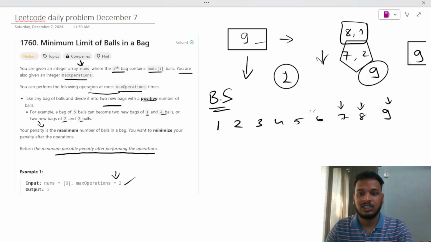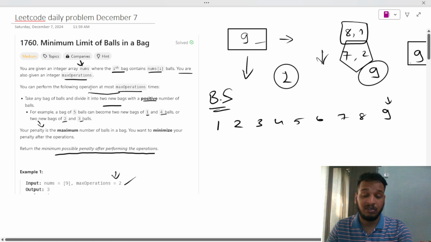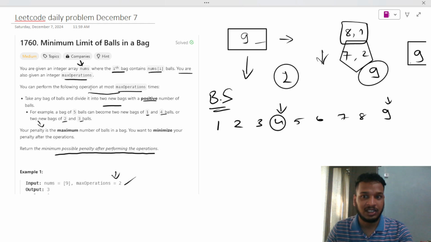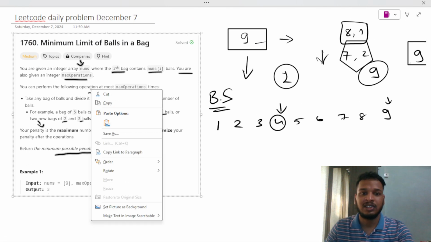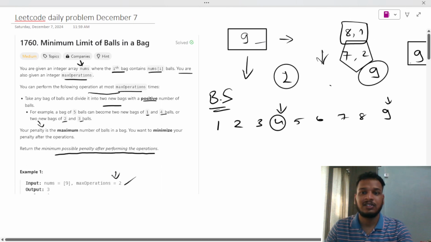Like that I can go down to 6, but instead of going one by one, can I go directly to the midpoint? So I take 4 as the candidate limit. Let's consider 4. If I want to split into 4s, how am I getting it? It's very simple.